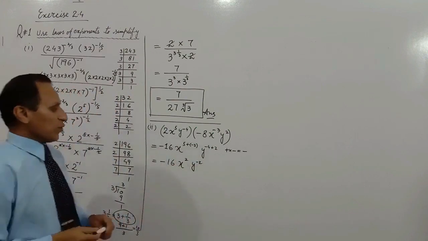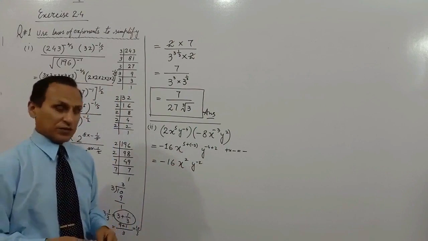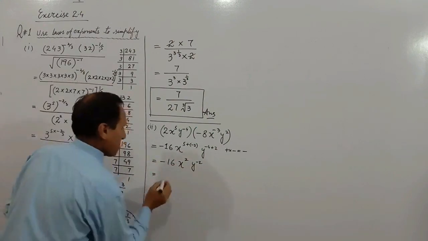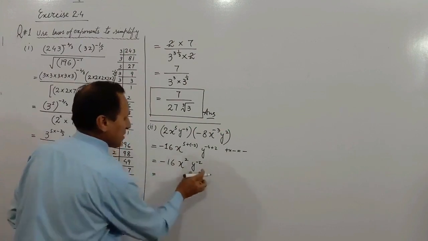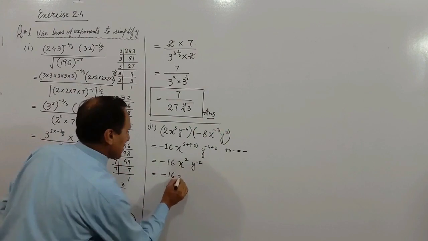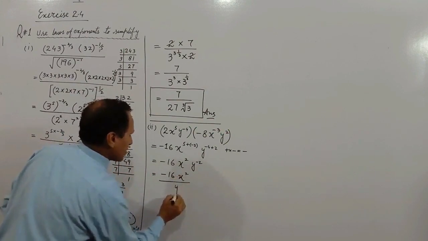As we know that we have to transform every negative power into positive one. So therefore we apply the law of quotient of power with same base, according to which negative power will become positive. Minus 16x raised to the power 2 divided by y raised to the power 2.